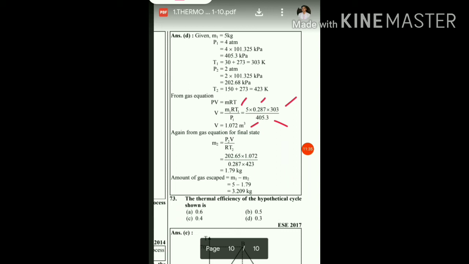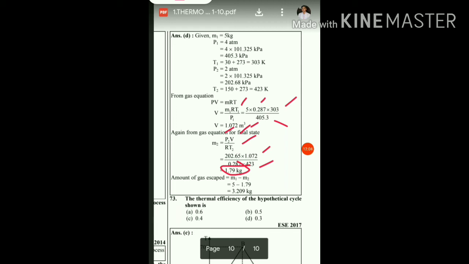Now for the final state, when we release the gas to the surrounding, the pressure becomes equal to 2 atmosphere, so it will be 202.65. Then the volume again is 1.072, the characteristic gas constant is 0.287 and T2 is 423. So the final mass value comes out to be 1.79.